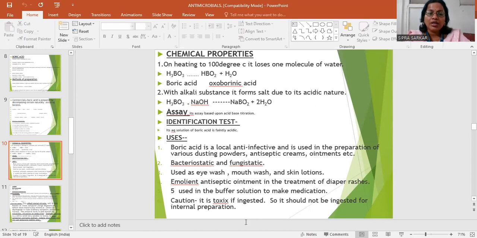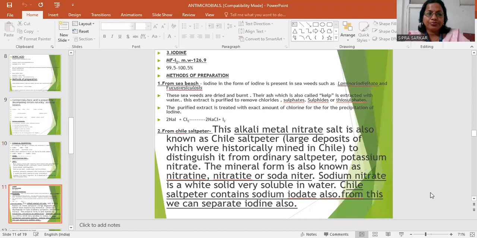And there are some cautions: it is toxic if ingested, so it should not be taken for internal consumption because it is very toxic in nature.